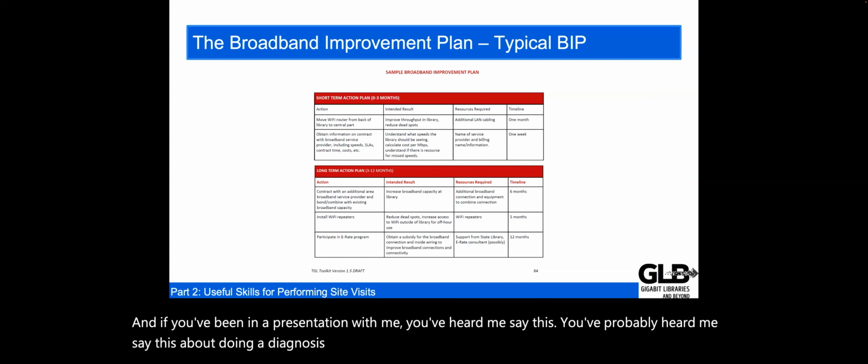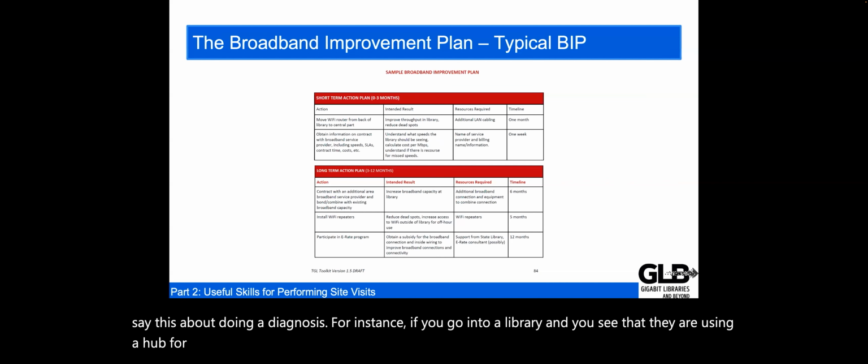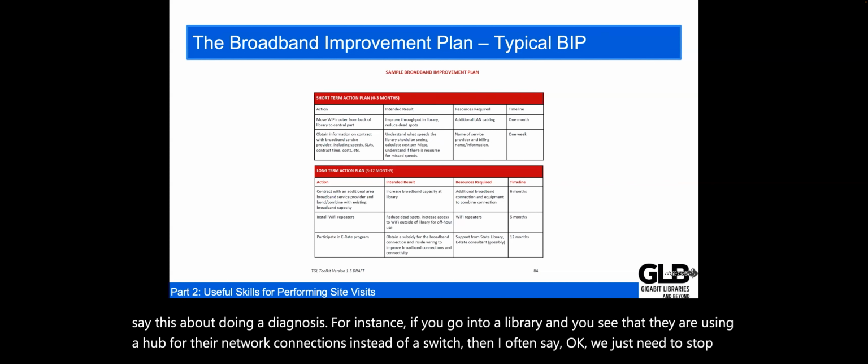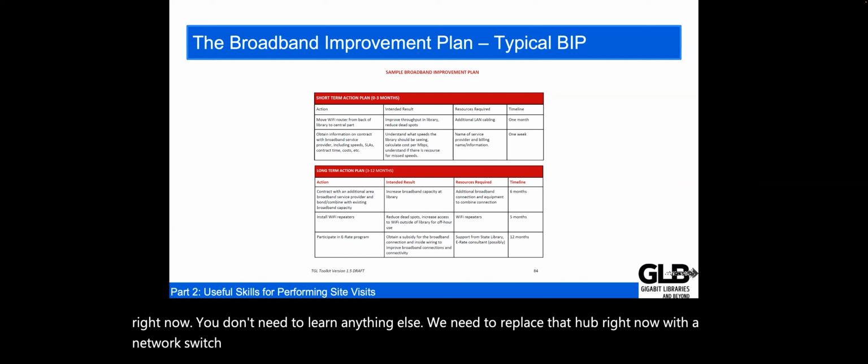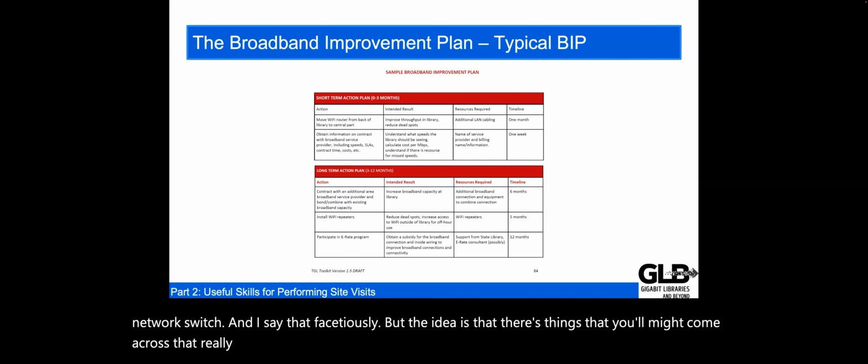For instance, if you go into a library and you see that they are using a hub for their network connections instead of a switch, then I often say, okay, we just need to stop right now. You don't need to learn anything else. We need to replace that hub right now with a network switch. And I say that facetiously, but the idea is that there's things that you might come across that really are immediate and urgent. That's the stuff to put into the short-term action plan.